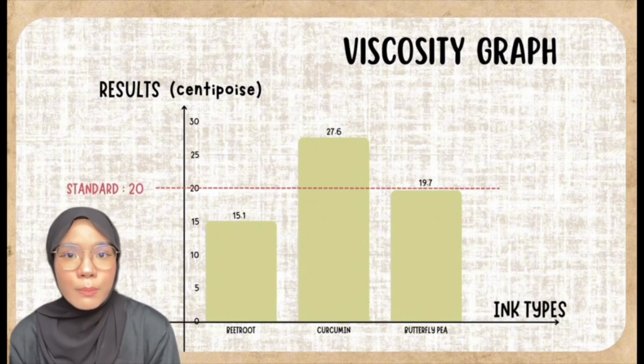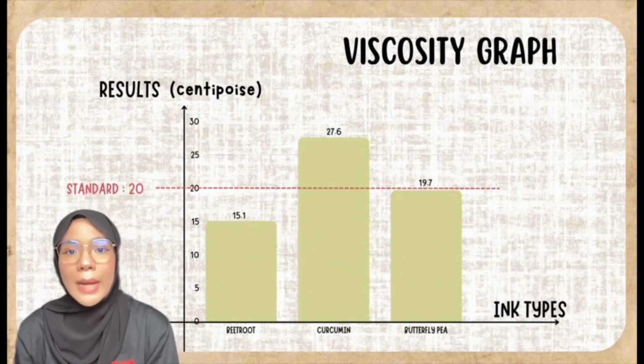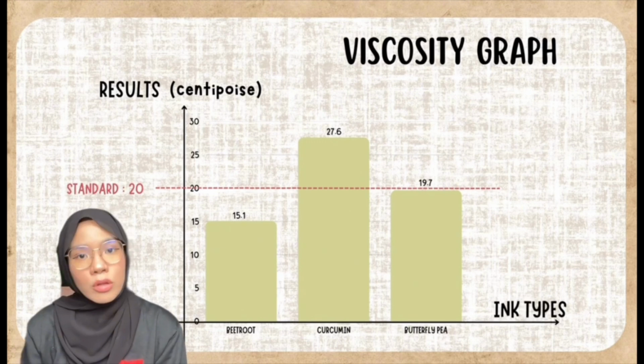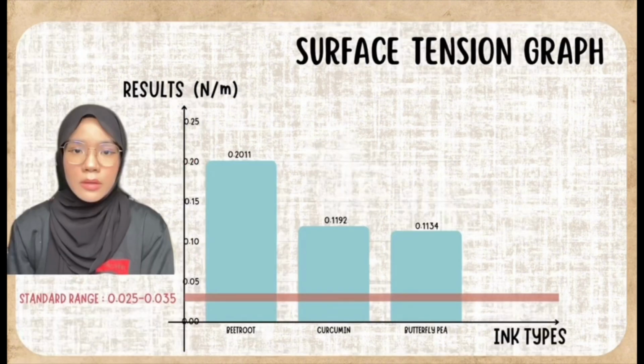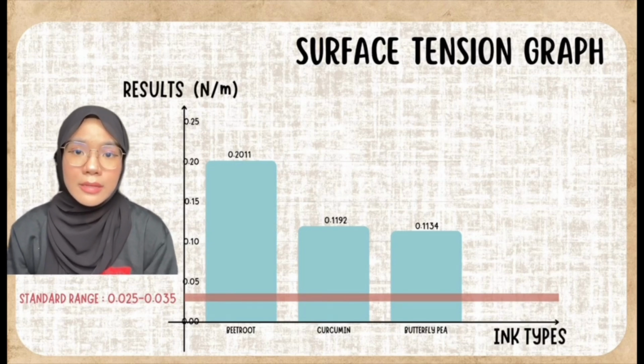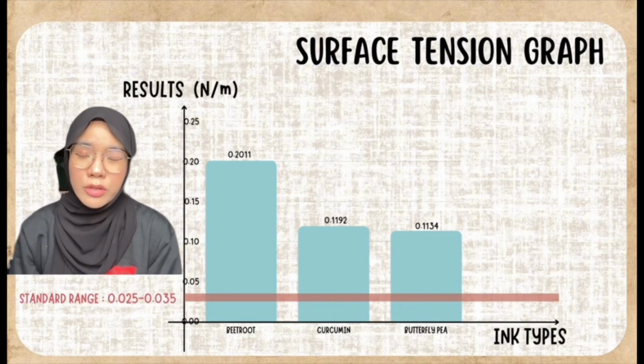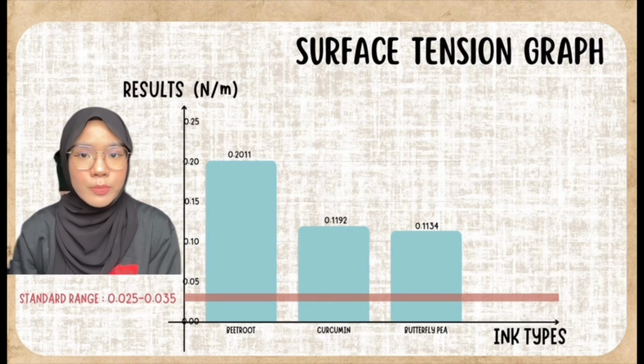Butterfly pea ink at 19.7 centipoise is close to the standard and requires only minor adjustment. Adjusting the balance of thickeners and solvent can help achieve the ideal viscosity for each ink, improving their overall usability in printing. The surface tension graph reveals that all the inks exceed the standard range of 0.025 to 0.035 Nm, which may hinder their printability and spreading ability on fabric.